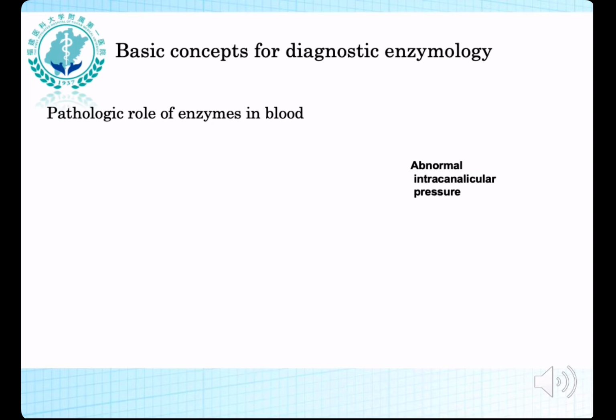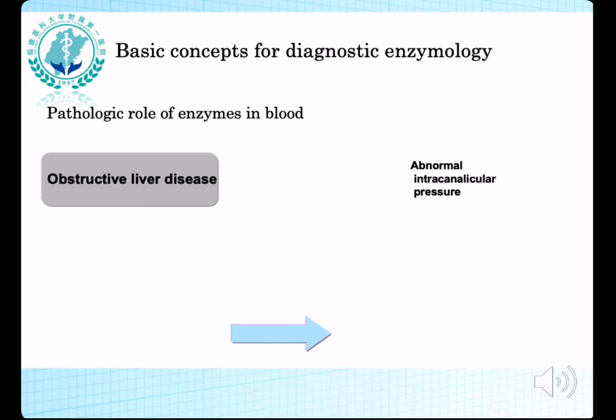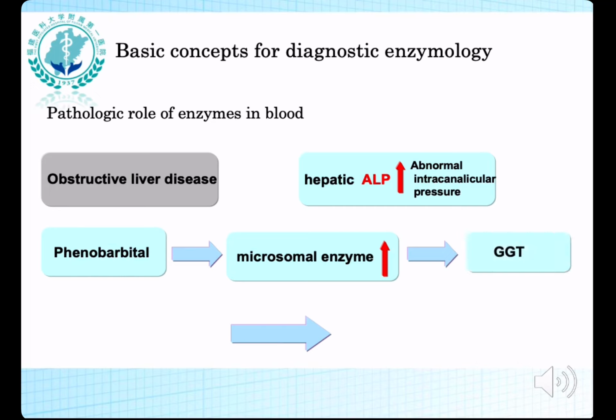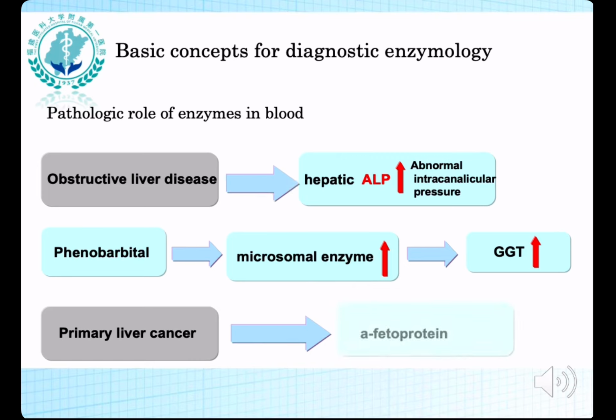For example, obstructive liver disease results in the increased synthesis of hepatic ALP because of abnormal intracanalicular pressure, alright? And phenobarbital and some other drugs result in the increased synthesis of microsomal enzyme, which leads to the elevated level of GGT. And for primary liver cancer, the level of ALP is elevated. Alright. Why in primary liver cancer is the ALP increased? Because hepatoma cells are undifferentiated or low differentiated blast cells, alright? We know that only blast cells can secrete fetal protein.